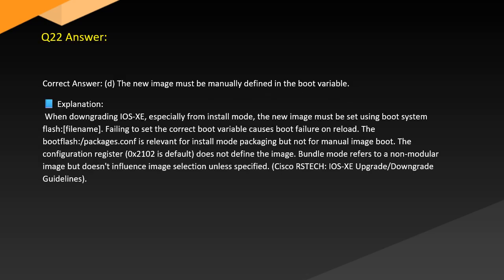Answer. Correct answer. D. The new image must be manually defined in the boot variable. Blue book explanation. When downgrading iOS, especially from install mode, the new image must be set using boot system flash filename. Failing to set the correct boot variable causes boot failure on reload. The bootflash packages.conf is relevant for install mode packaging but not for manual image boot. The configuration register 0x2102 does not define the image. Bundle mode refers to a non-modular image but doesn't influence image selection unless specified. Cisco RSTECH, iOS upgrade and downgrade guidelines.